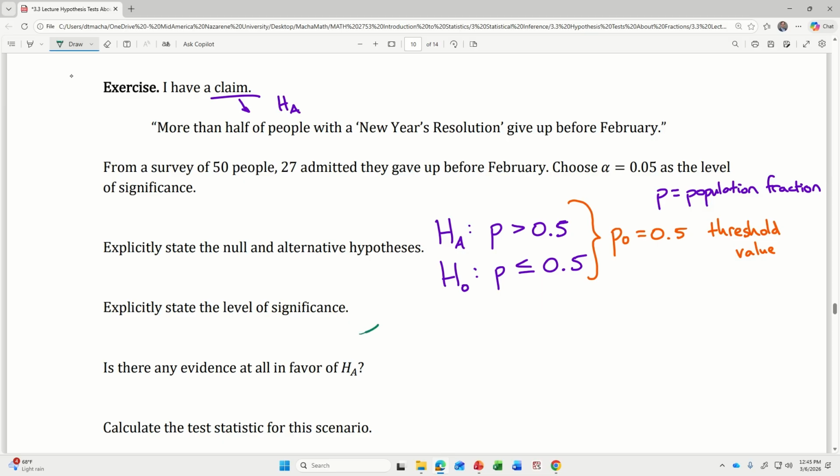Explicitly state the level of significance. So the level of significance is 0.05. That's given to me in my problem. Is there any evidence at all in favor of the alternative hypothesis?